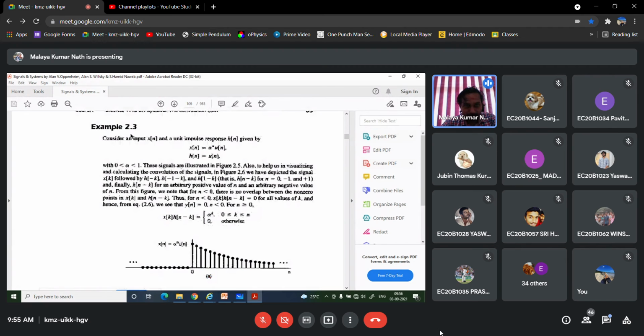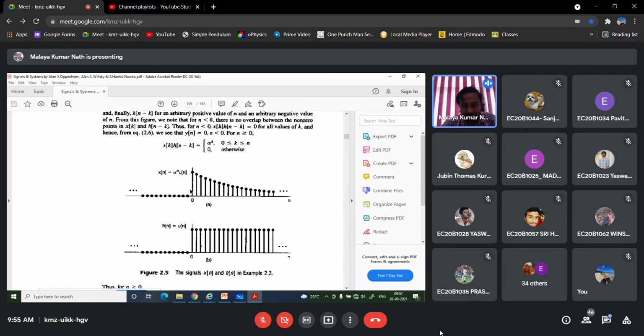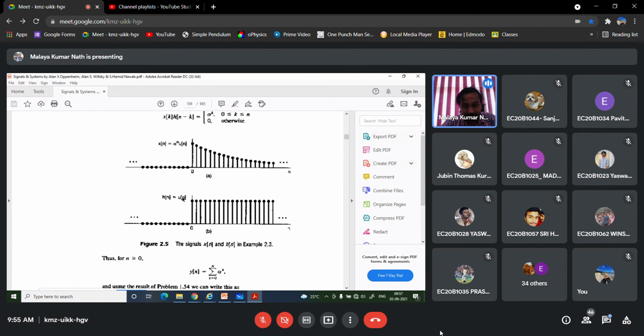Next, this problem I have solved, that is example 2.3: x of n is equal to alpha to the power n u of n, and h of n is equal to u of n. So this is how it looks. At n equal to 0, its magnitude is equal to 1. As n gradually increases, this magnitude gradually decreases, and the value of alpha is given less than 1, that means it lies between 0 and 1. I have taken half for simplicity. And what is h of n? That is u of n, whose magnitude is equal to 1 throughout from 0 to infinity.